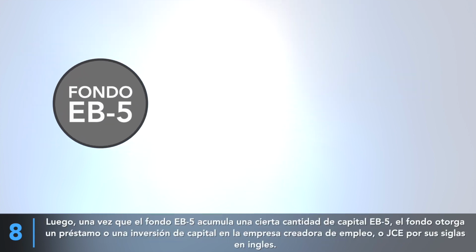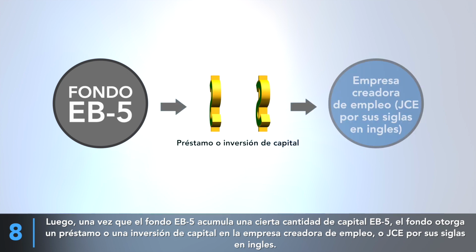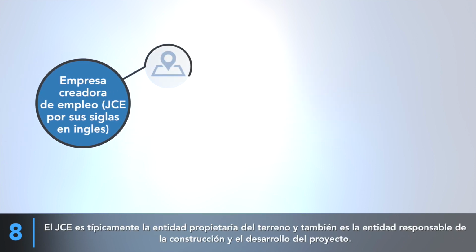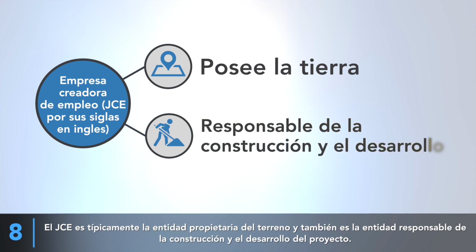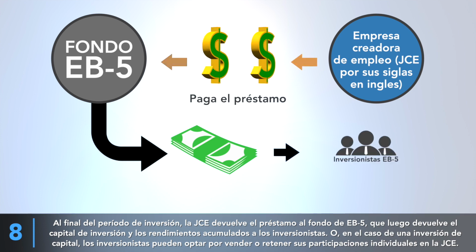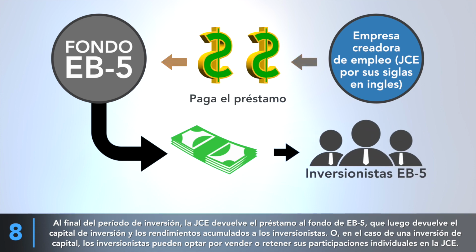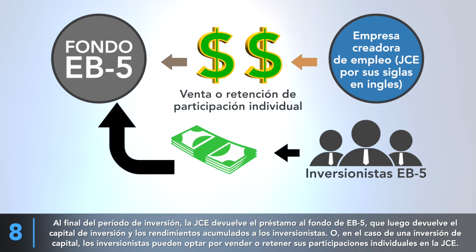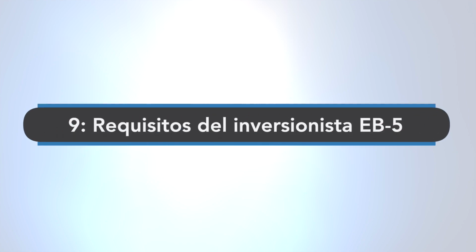Then, once the fund accumulates a certain amount of EB5 capital, it makes a loan to or equity investment in the Job Creating Enterprise, or JCE. The JCE is typically the entity that owns the land and is also the entity responsible for the construction and development of the project. At the end of the investment period, the JCE repays the loan to the EB5 fund, which then returns the investment capital and any accumulated returns to investors. Or, in the case of an equity investment, the investors can choose to sell or retain their individual stakes in the JCE.